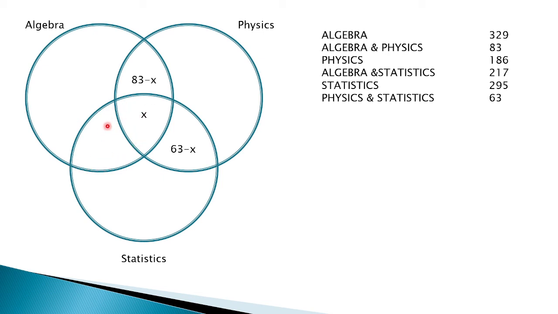Now, ilan yung students ngayon at this point na algebra and statistics lang yung kinukuha pero walang physics? So, that is 217 minus x. So, nakita, itong nasa gitna natin, these are the students taking algebra, physics, and also statistics. Itong 63 minus x natin, those are the students that are just taking physics and statistics lang. Wala silang algebra. Ito rin, yung 83 minus x, those are the students that are taking only algebra and physics and not statistics. And yung 270 natin, minus x, those are the students taking algebra and statistics but not physics.